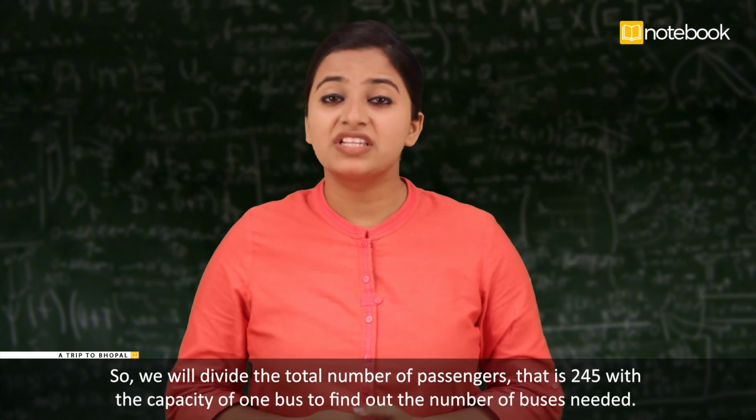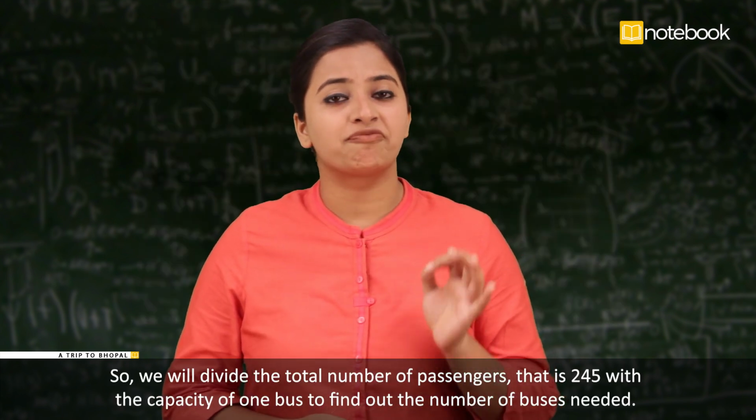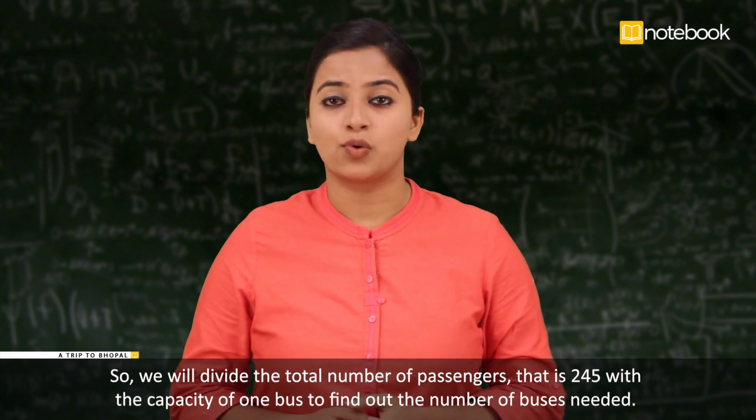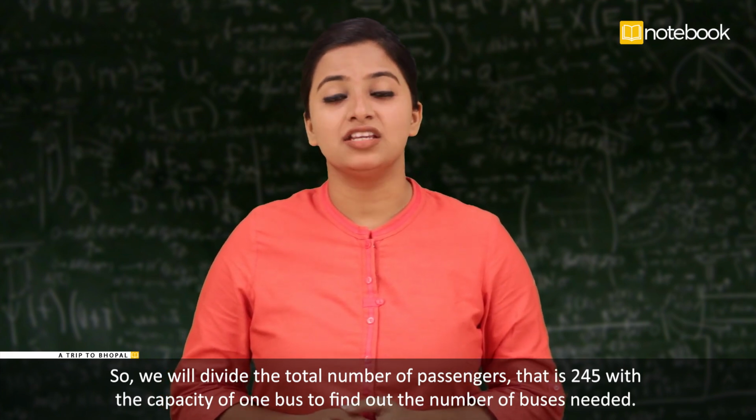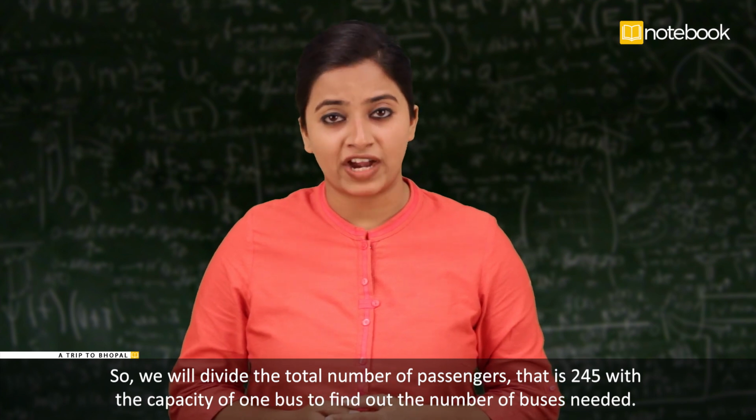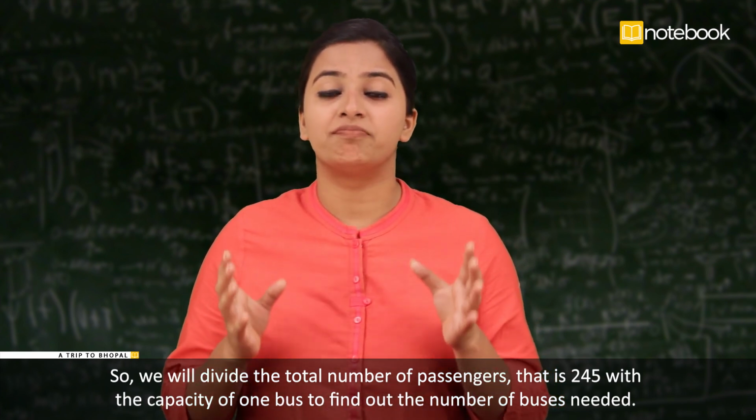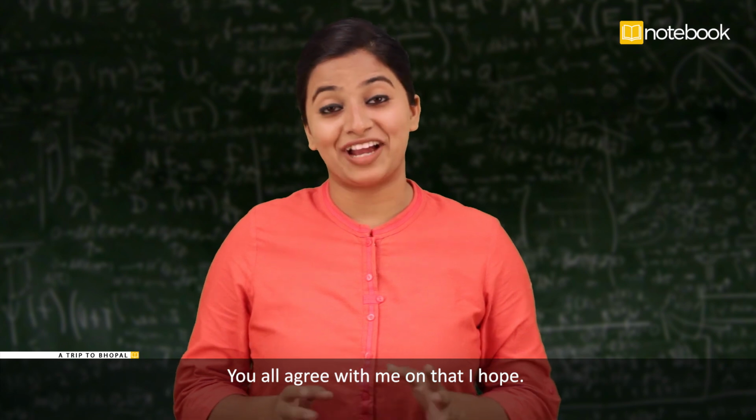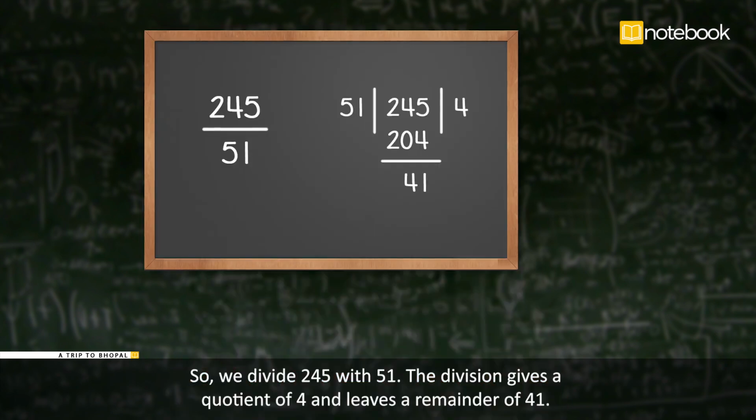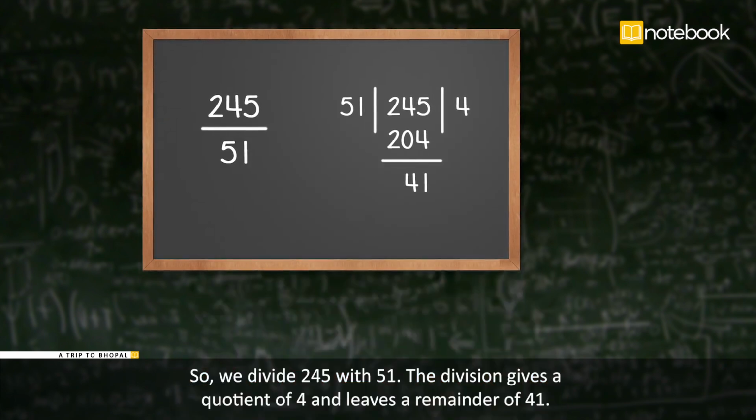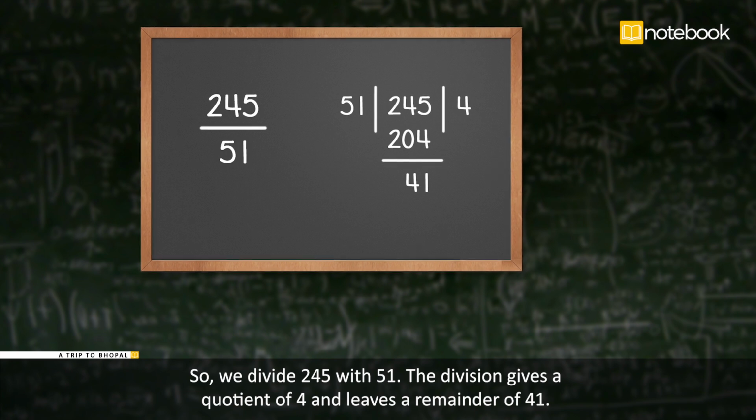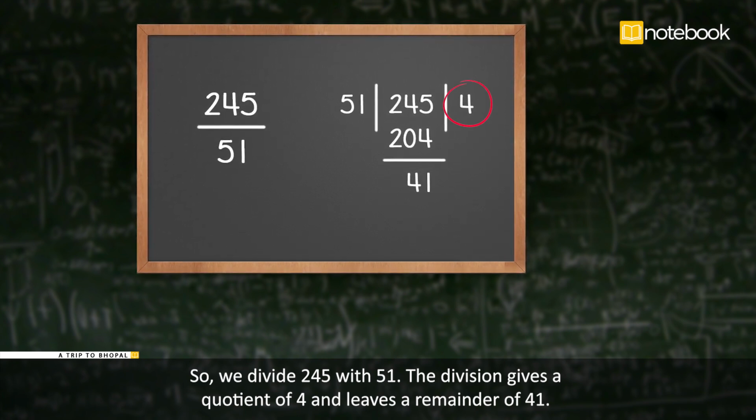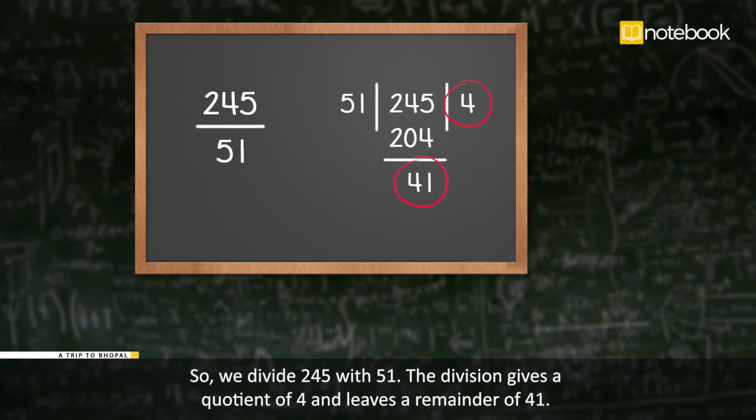So, we will divide the total number of passengers, that is 245, with the capacity of one bus to find out the whole number of buses needed. You all agree with me on that, I hope. So we divide 245 with 51. The division gives a quotient of 4 and leaves a remainder of 41.